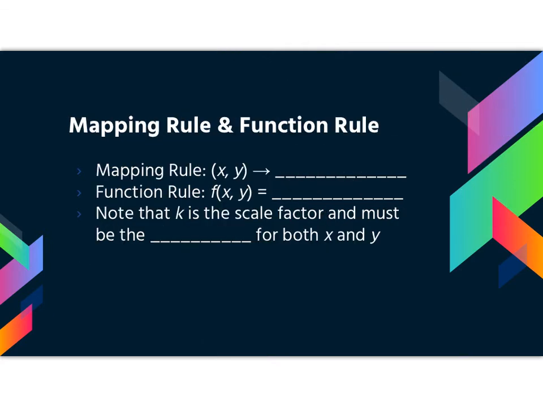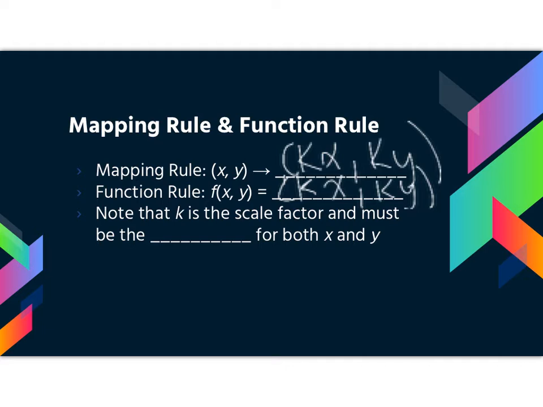So mapping rules for dilations, we're just going to show the scale factor in there. So we have (x, y) goes to (kx, ky). Remember that k is your scale factor, and for a dilation to occur, you have to multiply x and y by the same number. So the function rule for that would be basically the same thing. You would have f(x, y) equals (kx, ky). K is the scale factor, and it must be the same for both x and y. I can't stress how important that is.